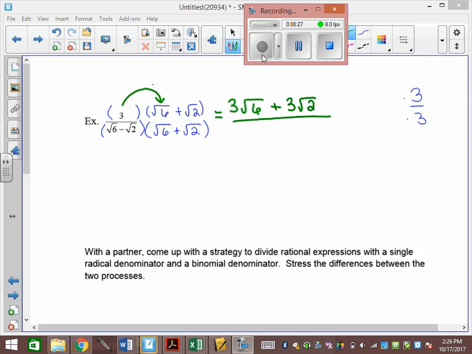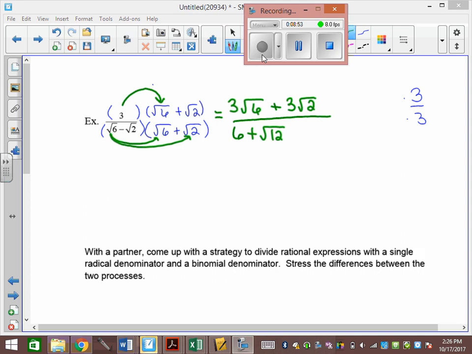And then on the bottom, we're going to FOIL it. So we get root 6 times root 6, which is 6. And outside, root 6 times root 2 is root 12, so plus root 12. When I FOIL my insides, I better get minus root 12, because the middle ones need to cancel or I didn't multiply by the conjugate.